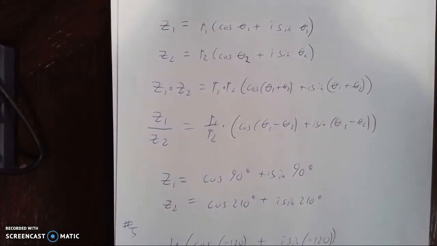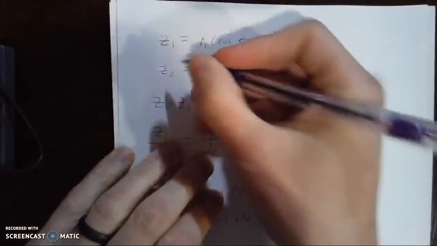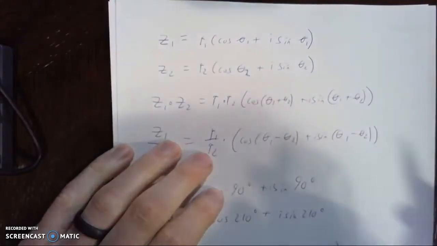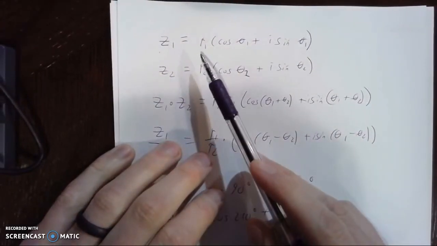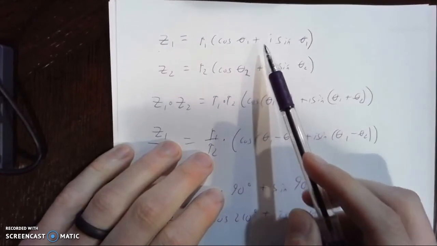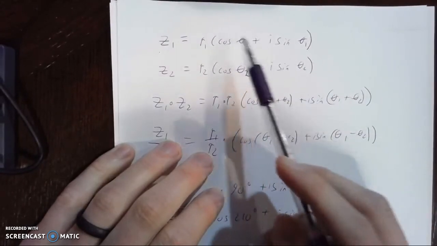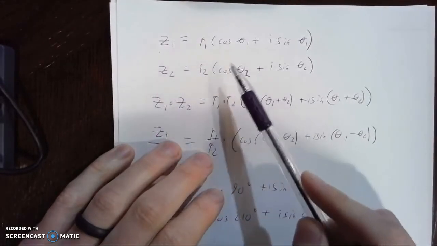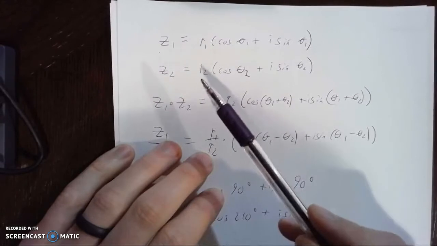Okay, we want to talk about complex numbers in polar form. So here I have defined one complex number. I called it z1, and that can go into polar form as r1 cosine theta 1 plus i sine theta 1. That r1's on the outside. z2, another one, r2 cosine theta 2 plus i sine theta 2.